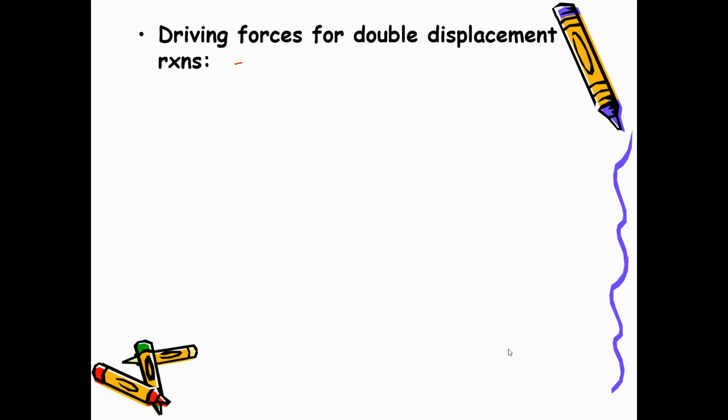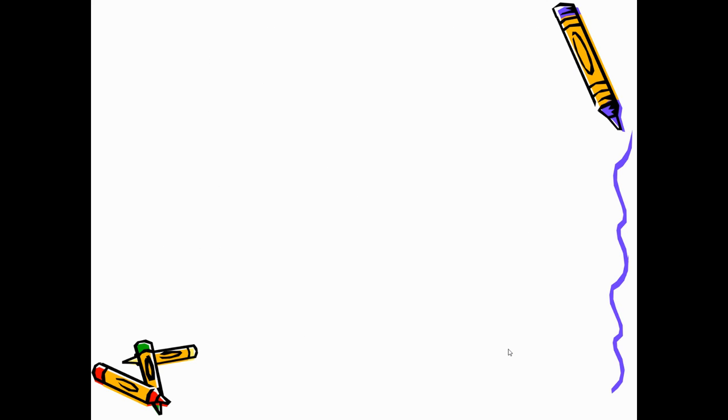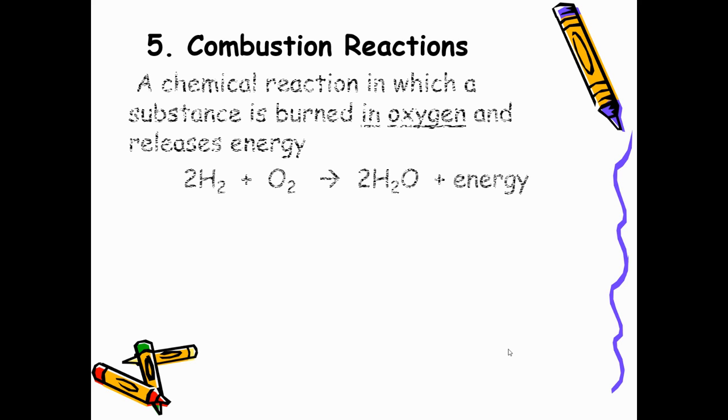Okay, the last one I want to talk about is combustion. Combustion is always going to be some type of reaction in which you have something being burned in the presence of oxygen. There's a couple different types of combustion you can have. You always get energy, always. That's why a lot of combustion reactions are the explosion reactions, because that's a lot of energy. So this would be an example of combustion.